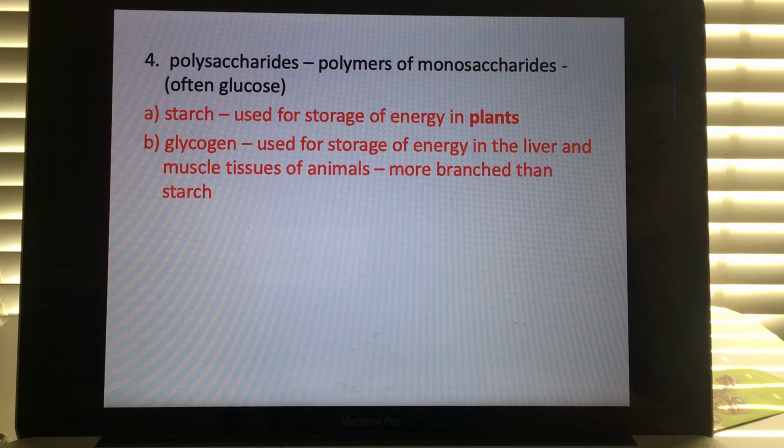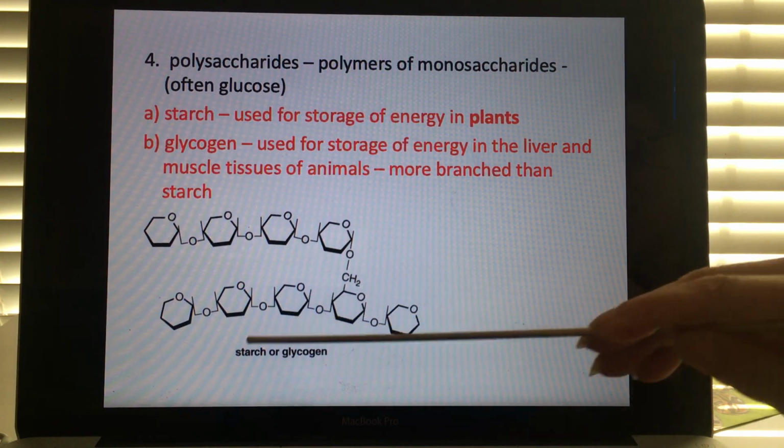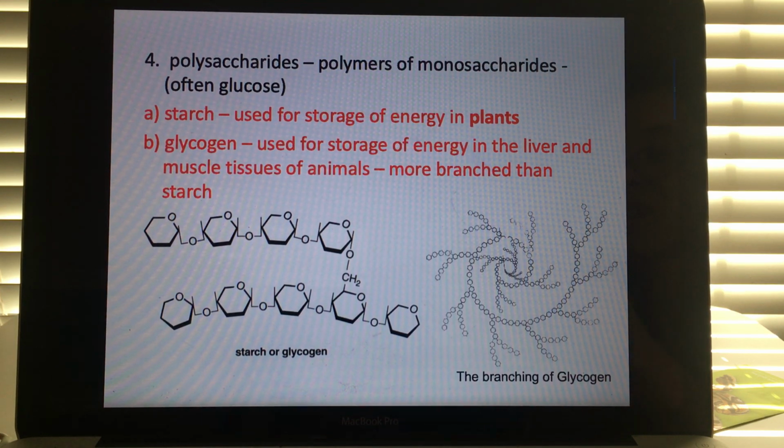Glycogen is used for the storage of energy in animals, and it's stored in our liver and muscle tissues, and it's more branched than starch. But typically, any diagram of starch or glycogen will say starch or glycogen because they are very, very close cousins of one another. The only difference is that glycogen is slightly more branched, so in order to tell the difference, you'd have to look at 2 side-by-side diagrams, and you'd look for the one that has more branches, and you would know that that is glycogen. But they're very, very similar.